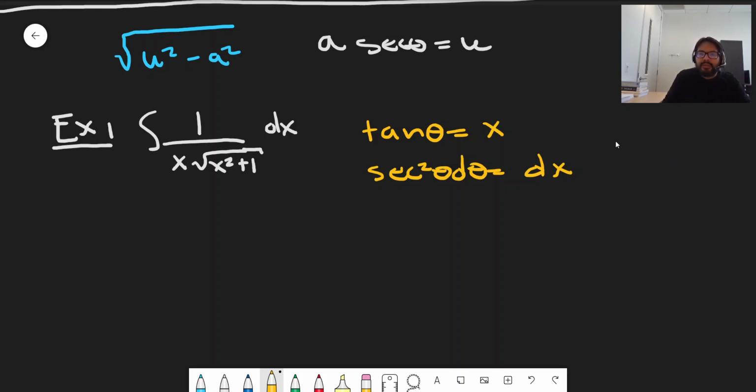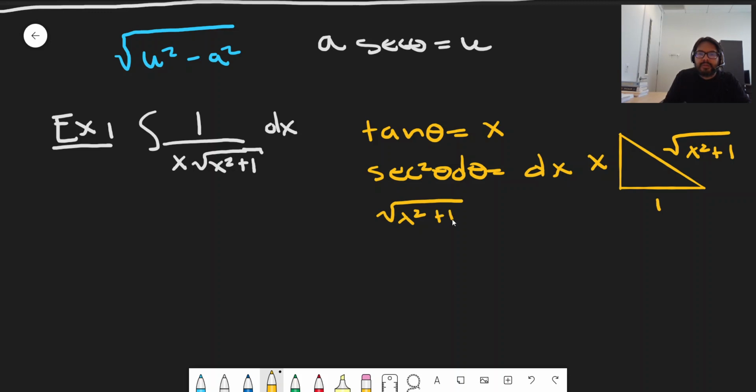But we mentioned that we can use, as always, a right triangle to figure out the relationship with respect to the angle theta. So we have that the opposite is x and the adjacent is 1, but using the Pythagorean theorem, we have that the hypotenuse is the square root of x squared plus 1. So we're going to say that the square root of x squared plus 1 is equal to secant of theta. So that's what we'll substitute there.